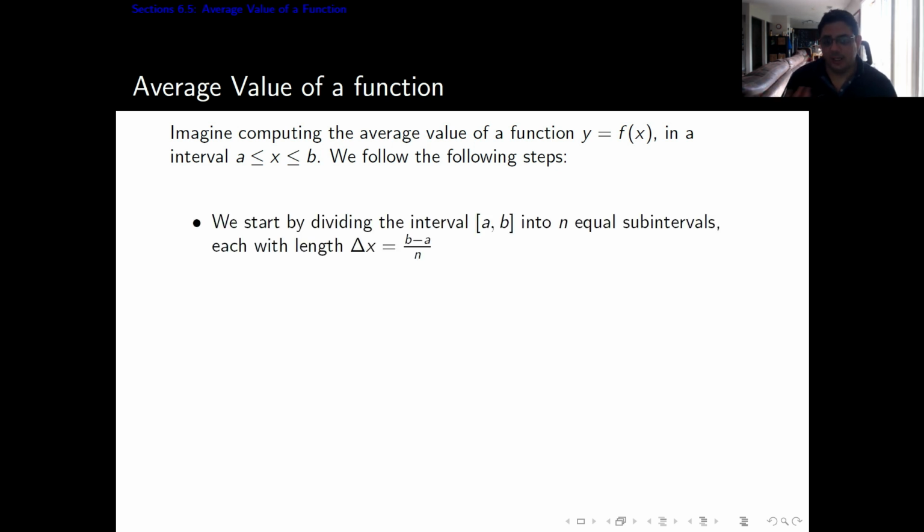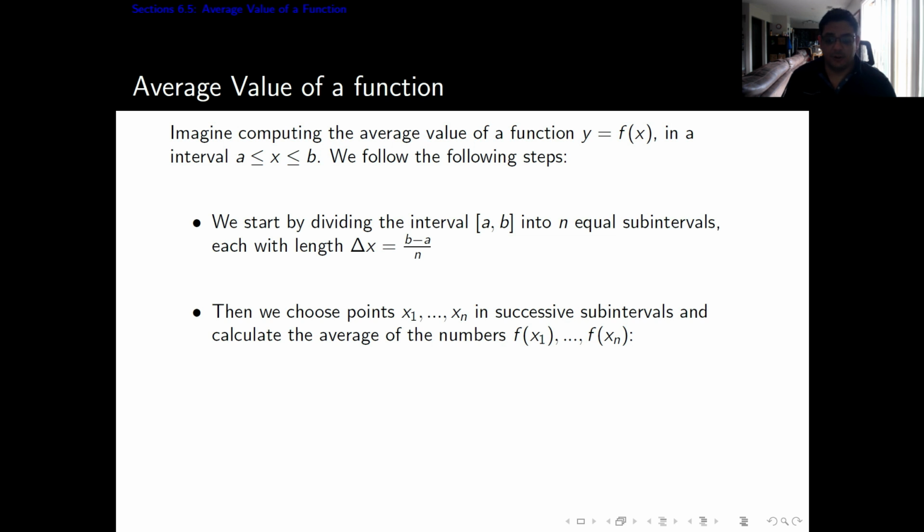So normally, if we want to do that, we start by dividing the interval into n equal intervals that are going to have a certain length delta x. And of course, each of those points is what we're going to take into the average. So we're going to pick x1, x2, x3, up to xn points, and we want to calculate the average of the numbers f of x1, f of x2, f of x3, up to f of xn.